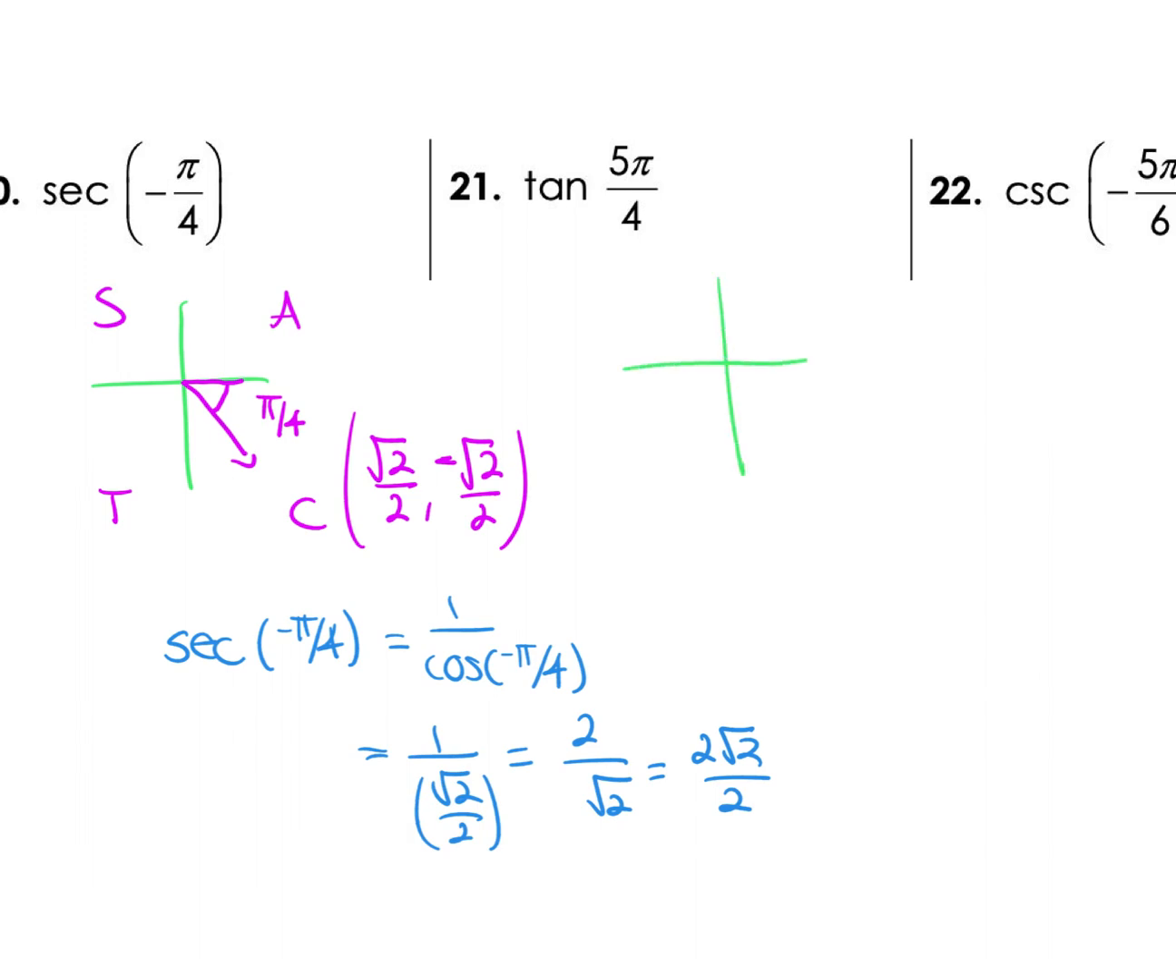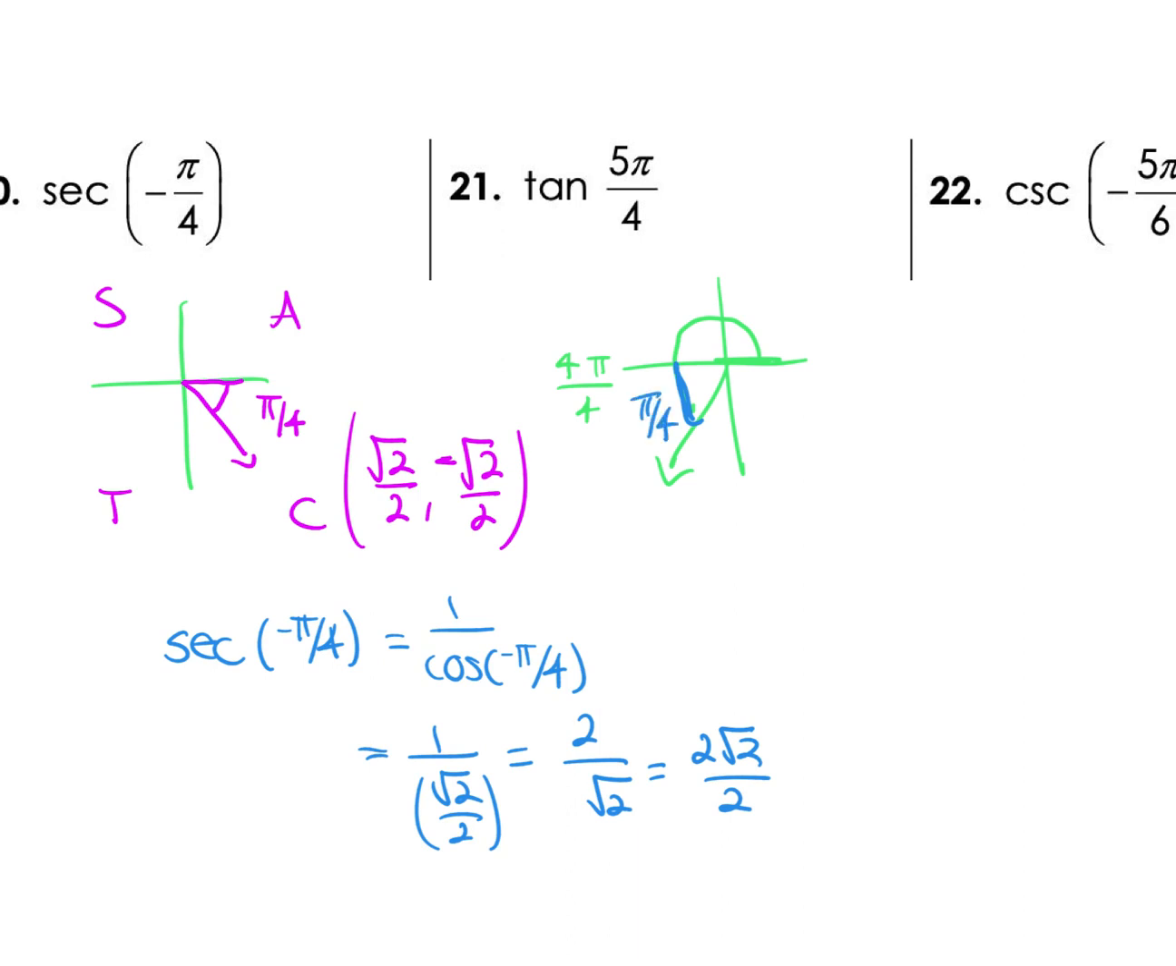So then we're going to do the next problem. We have tan of 5 pi over 4. Remember that this is pi. In other words, this is 4 pi over 4. So I know that my angle is going to be somewhere down here. And what I can do is figure out what this value is because 5 pi over 4 minus 4 pi over 4 is just pi over 4.